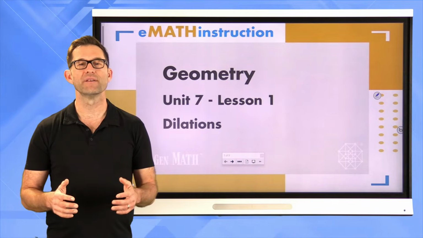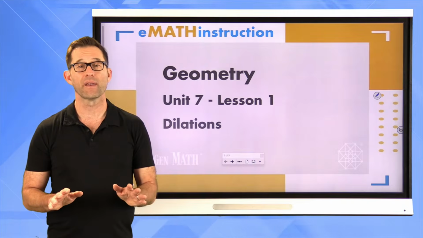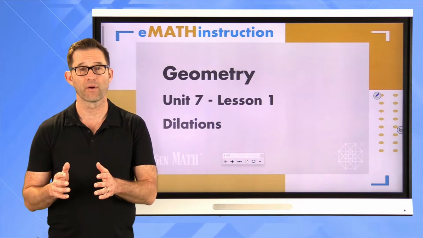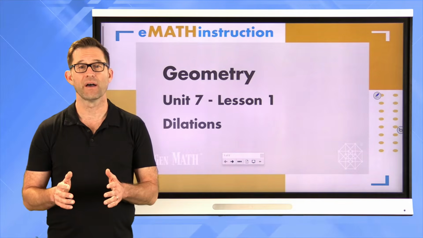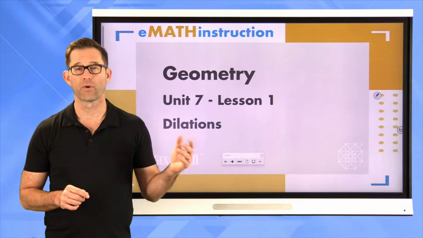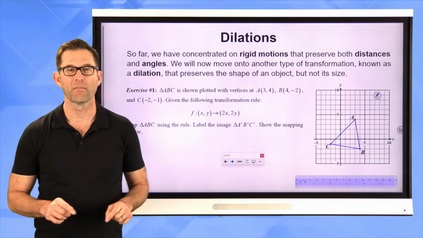So we now enter a distinctly different portion of this course. Everything basically up to now has been concentrating on figures that are congruent to one another. Same shape, same size. But we're now going to get away from that, and it's all going to be based on what are known as dilations. So let's jump right into it and talk about that.